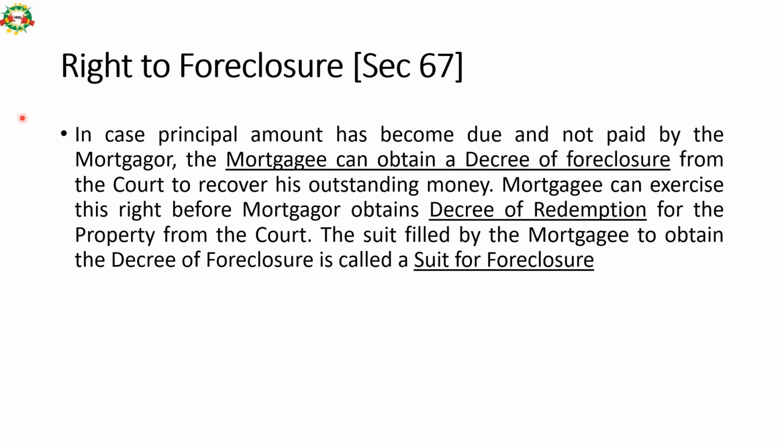Rights of mortgagee. Right to foreclosure, Section 67 of the TP Act. In case the principal amount has become due and not paid by the mortgagor, the mortgagee can obtain a decree of foreclosure from the court to recover his outstanding money. The mortgagee can exercise this right before the mortgagor, the owner, obtains a decree of redemption of the property from the court. The suit filed by the mortgagee to obtain the decree of foreclosure is called a suit for foreclosure.